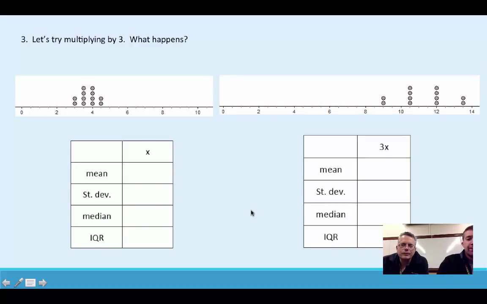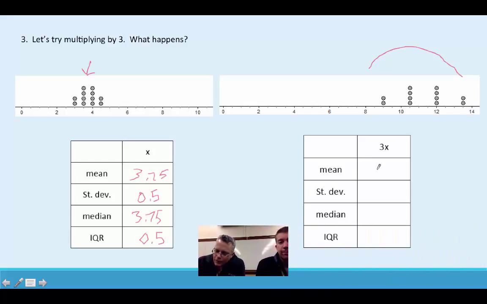Time for something else. We're multiplying. Multiplication affects everything. Not only did the values move to the right, they also got more spread out. When you multiply by 3, everything gets multiplied by 3. The old mean was 3.75 and the standard deviation was 0.5. Everything gets affected by multiplication. So the new mean would be 3.75 times 3, which is 11.25.